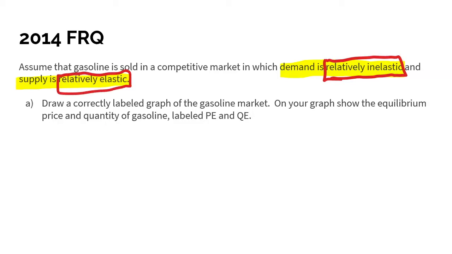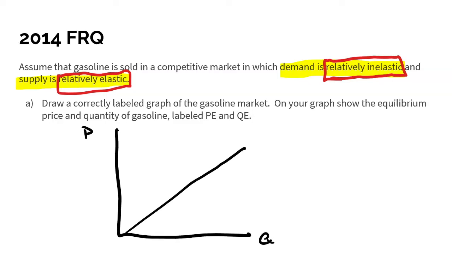Where a lot of students tend to go wrong with this question is they just jump in and draw a supply and demand graph. However, if you read this initial prompt, it's saying our demand curve is relatively inelastic. So for part A, when it's just asking us to draw the correctly labeled graph, we have to make sure our demand curve is relatively inelastic, or else you're not going to get the point. So we have our upward sloping supply curve, and then our relatively inelastic demand curve. And then what's this asking us? To label everything QE and PE. So if you just did that, you got a point.